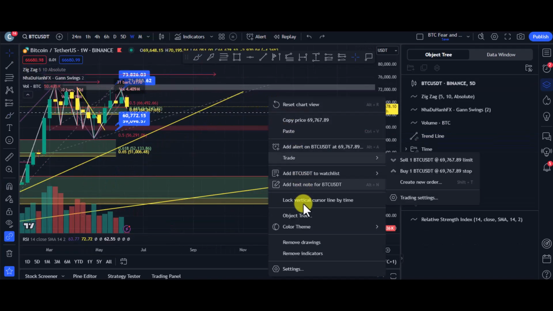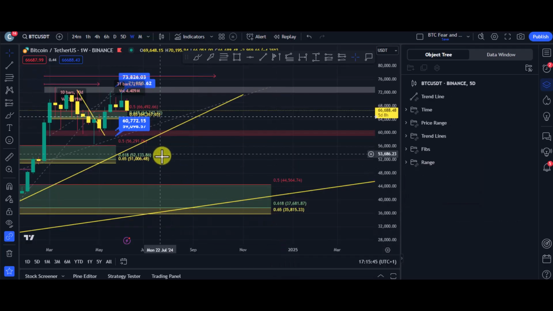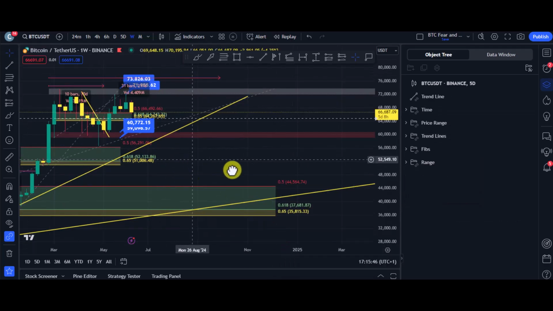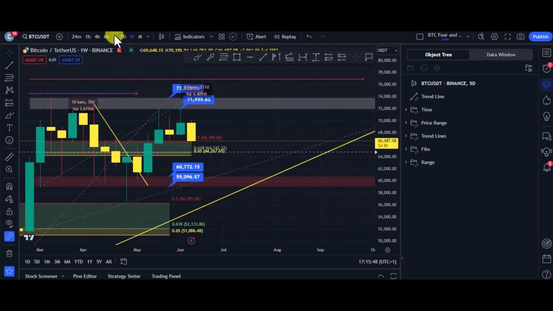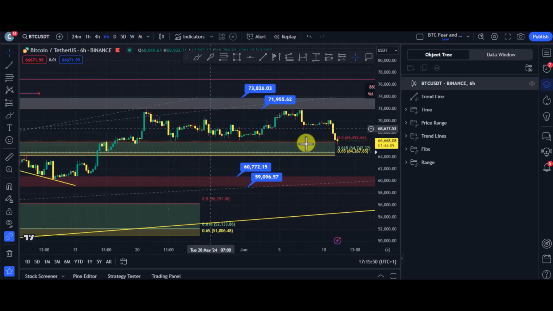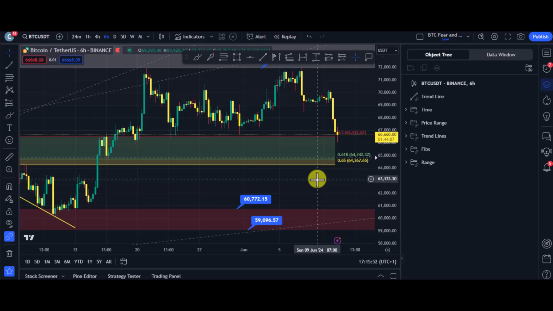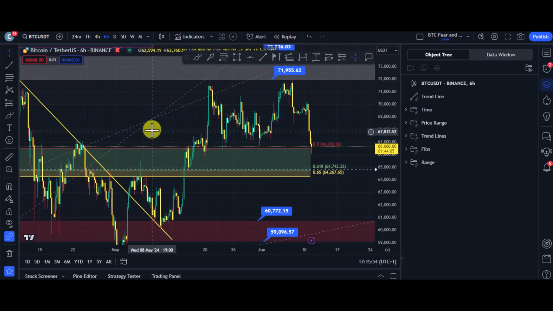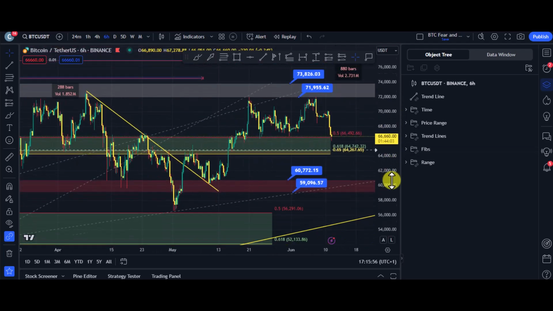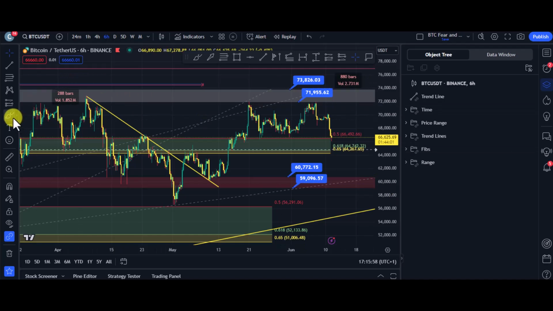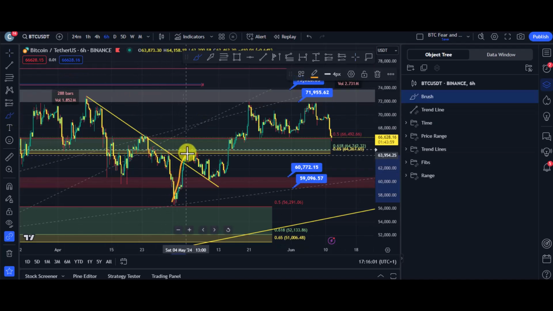Let me clean it up a bit. Let's remove all the indicators for now, and let's have a look at what I'm doing at the moment. So how do I see it at the moment? At the moment, we're coming back down for the 50%. For me, this was quite a good move. I liked this move.